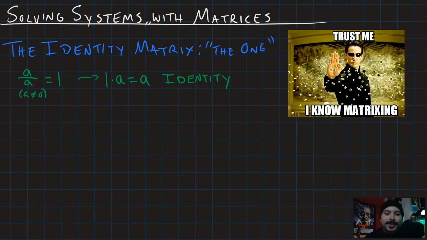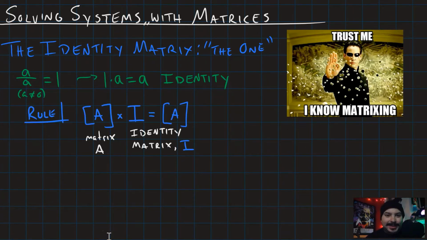Now the inverse matrix works in a very similar way. The identity matrix is a special matrix such that when you multiply it with another matrix, that matrix does not change. The rule here: if we take a matrix A times I, what we call the identity matrix, we get that same matrix back, A. Now, what does the identity matrix look like?